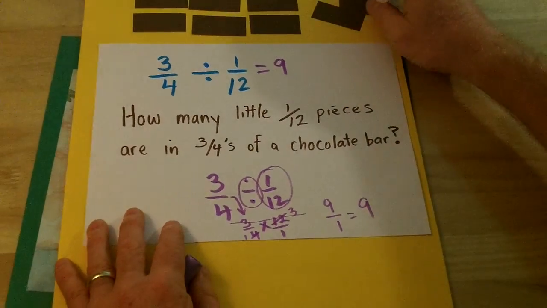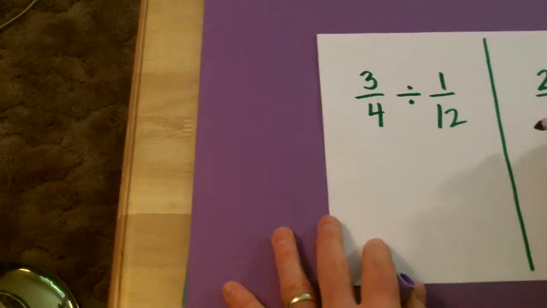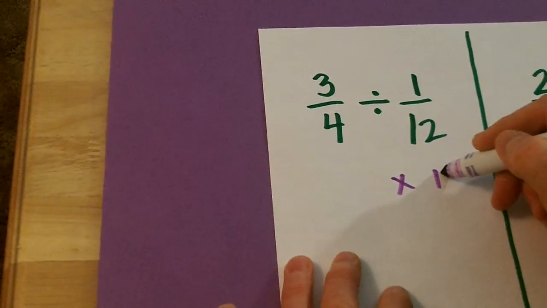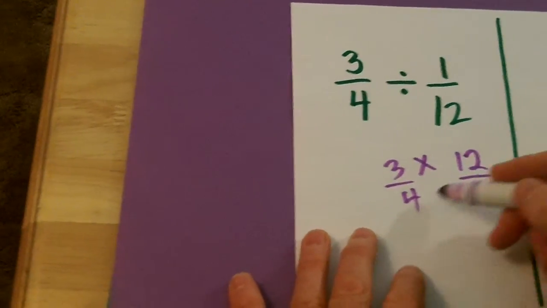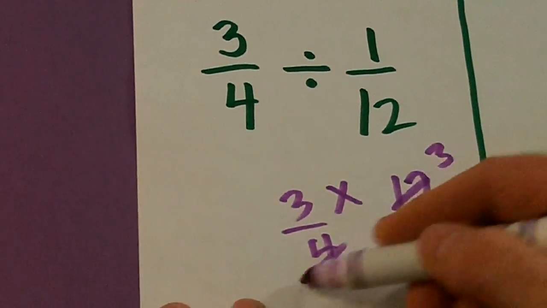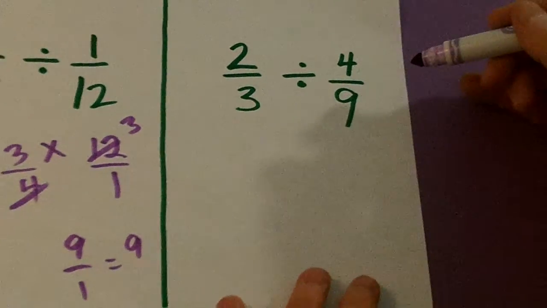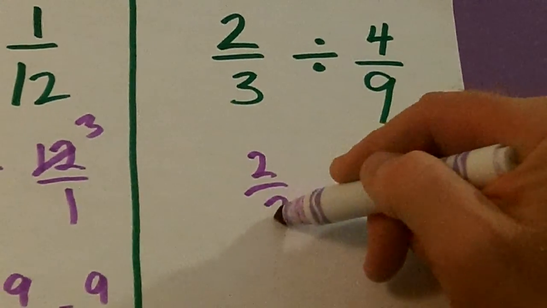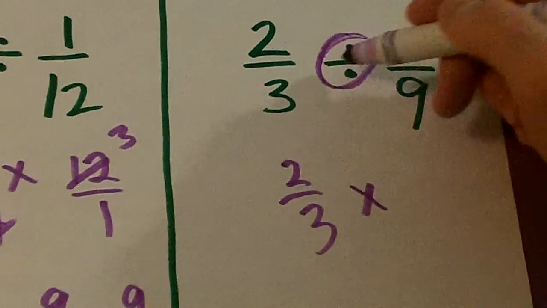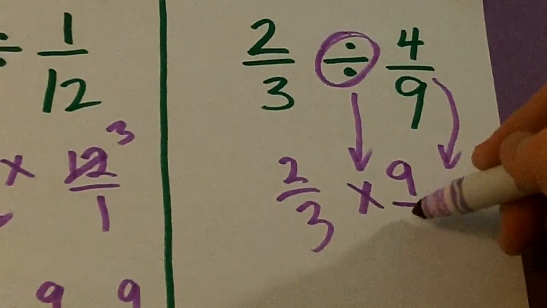Okay? All right. So with the last problem, we established how to do it. Times 12 over 1, 3/4. Remember what we did? Okay? 4 goes into there, 3 and 1, and we come up with 9 over 1 equals 9. Now, let's go to this problem here. Let's take 2/3 divided by 4/9. Bring down the 2/3. Then this becomes a times, and then this is the reciprocal where we flip it.